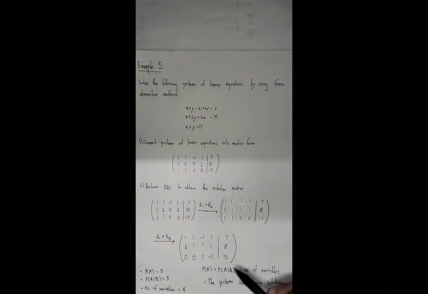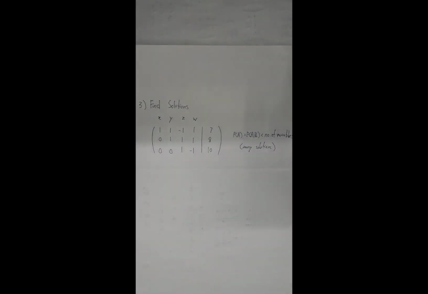So basically the rank of A equals the rank of AB and is less than the number of variables. Therefore, the system has many solutions. Now for the last step, we need to find the solution. So firstly, we need to choose the free variables.